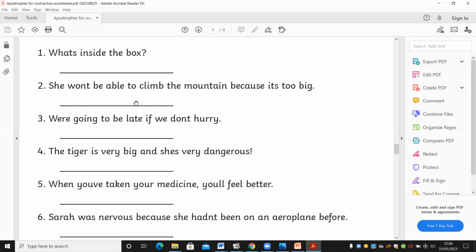You don't have to work on these worksheets. If you don't have access to the printer, you can always write the work in your red line book.